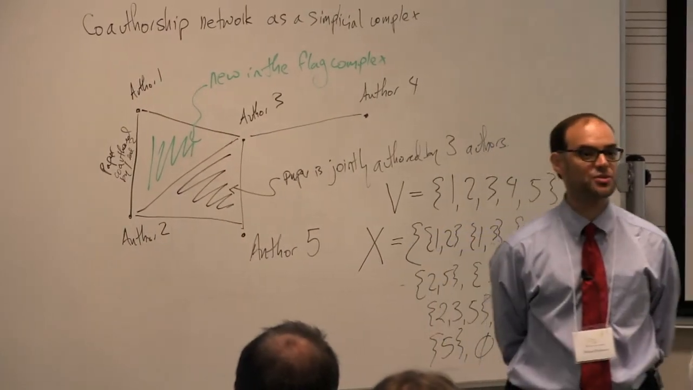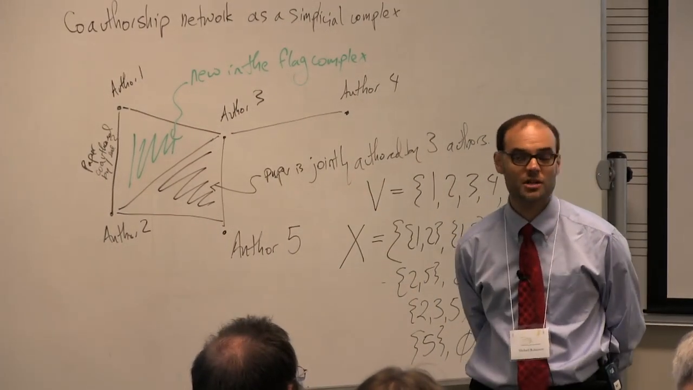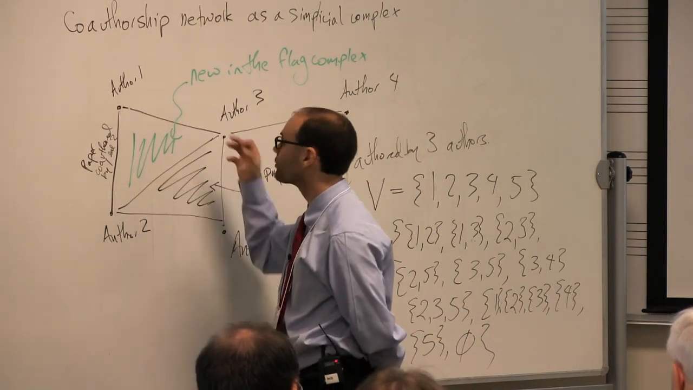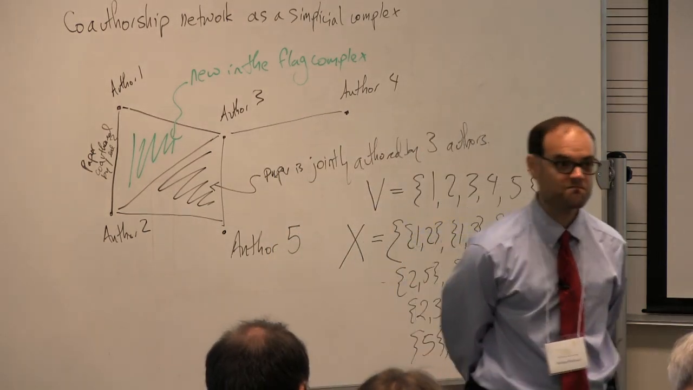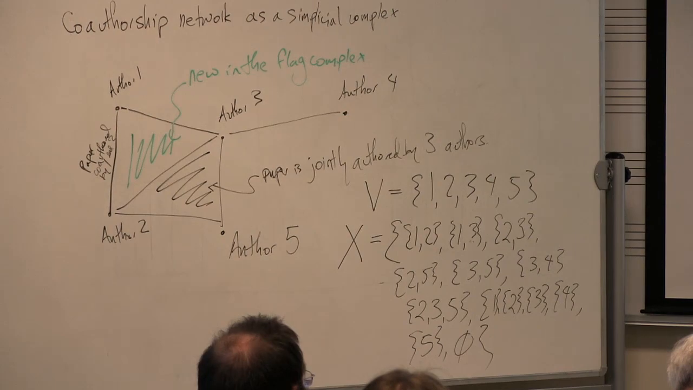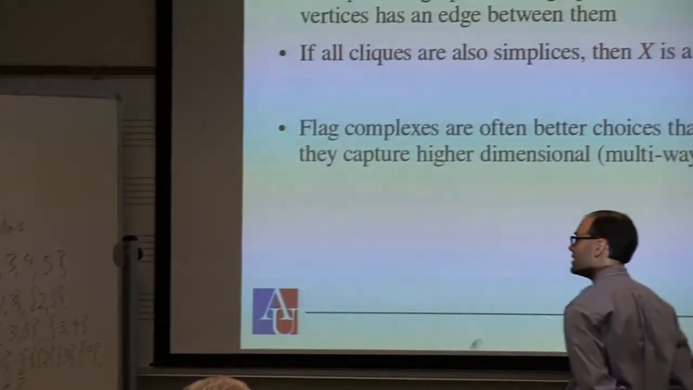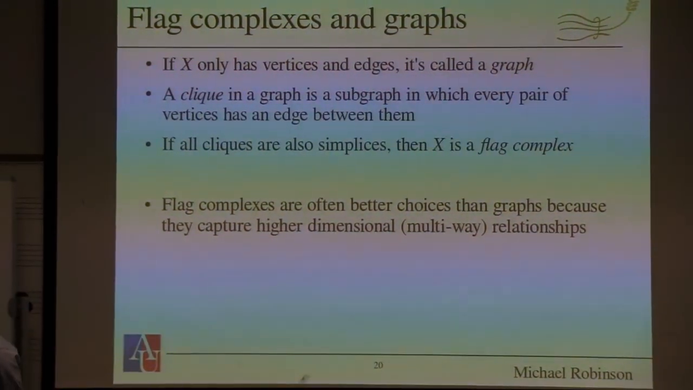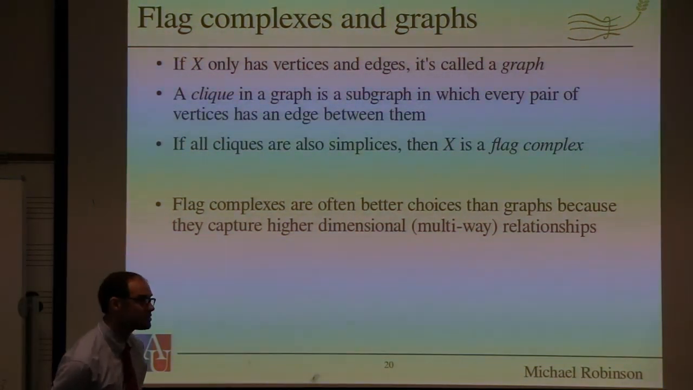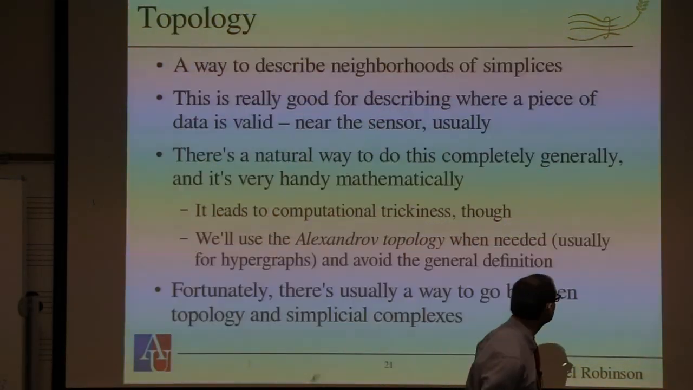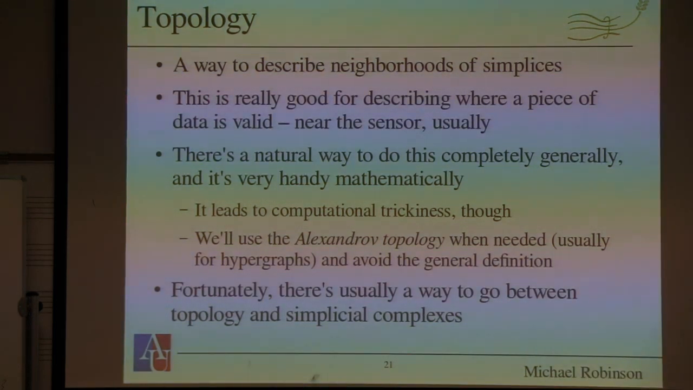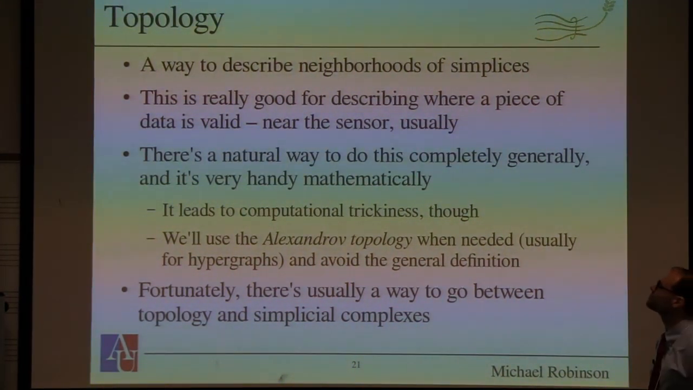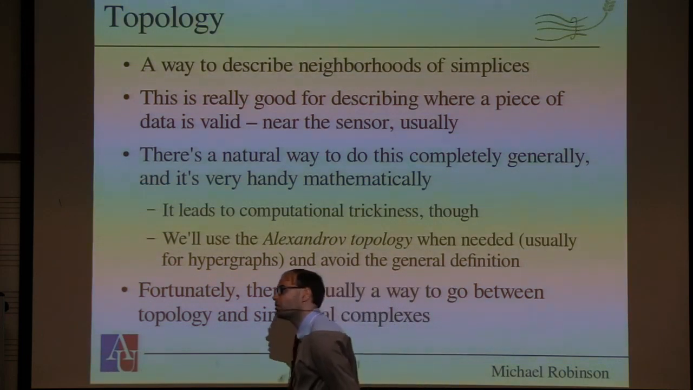Okay, so flag complexes are often better choices than graphs because you've got this additional high-dimensional data, but sometimes not. So it's important to be aware of what they do. Okay, now, so what is topology? Well, topology is in some sense a way to describe neighborhoods of data. This is really good for when I'm telling you about whether a piece of data is valid. So if I'm looking at a paper written by author 3, it's really relevant to author 3 and his collaborators. And author 2 and her collaborators, maybe there are some papers in common, as this suggests, and then we actually would like to know which papers. So we need to know about neighborhoods. So topology is really about neighborhoods and specifying neighborhoods in a precise fashion.